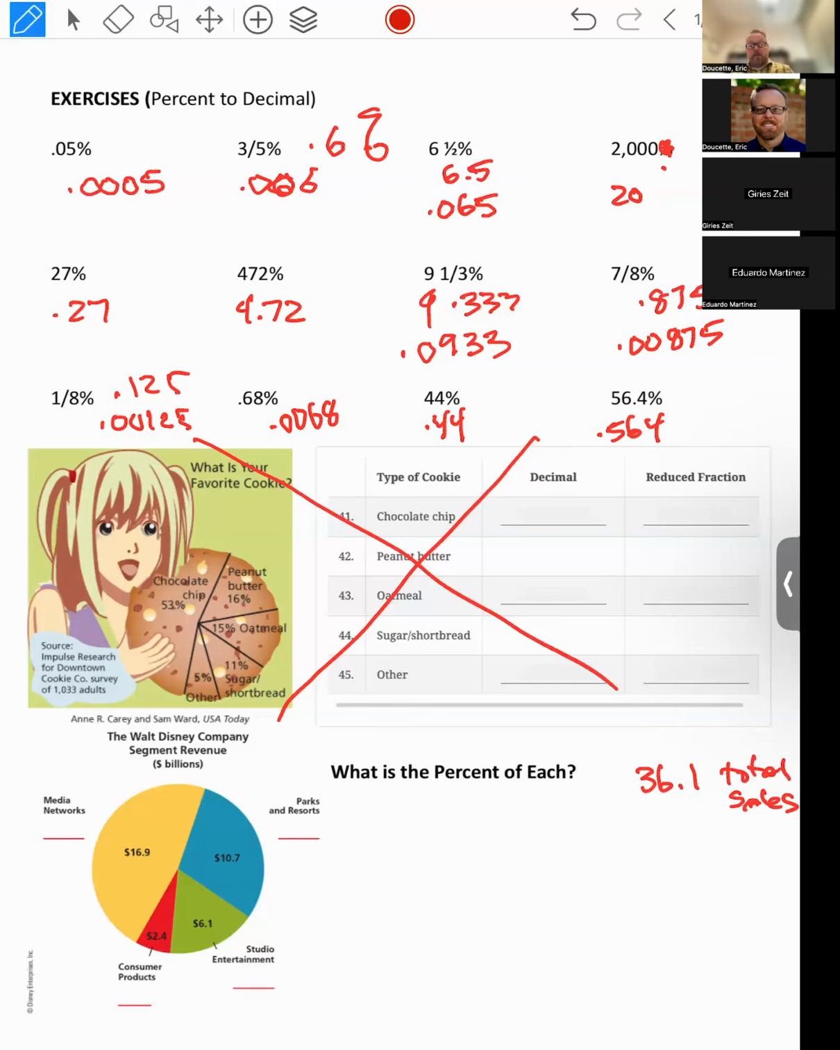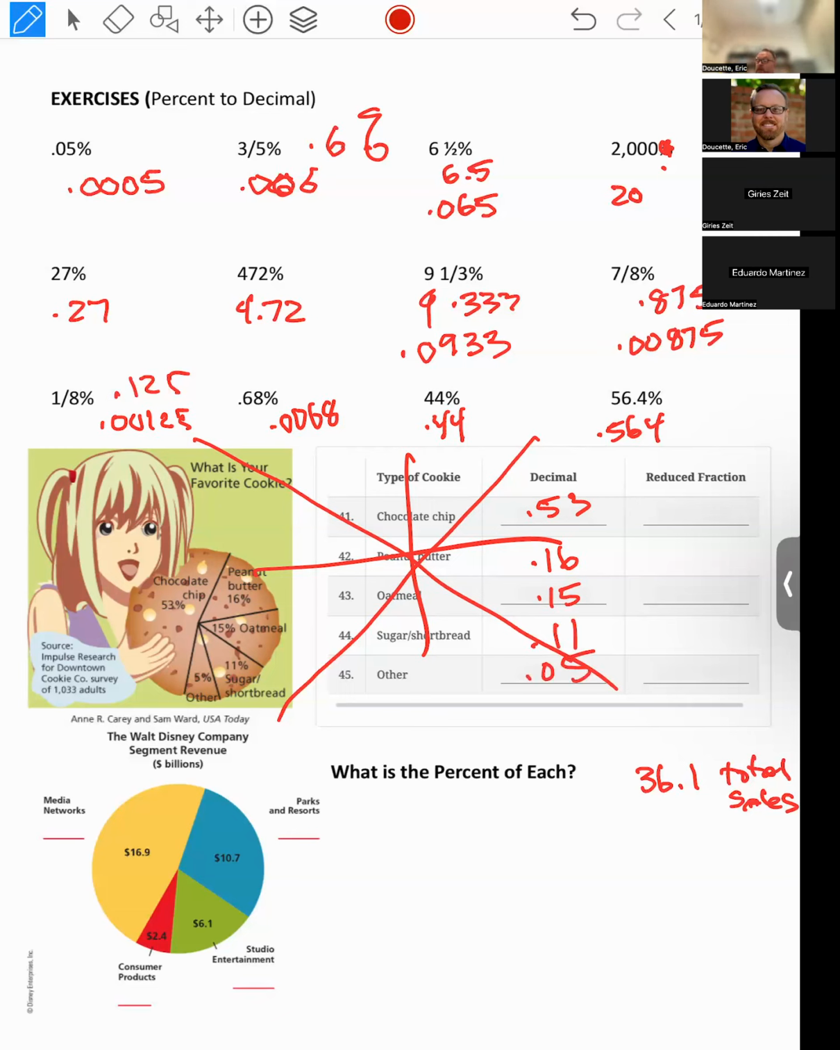They're not too difficult, so we'll kind of put it to practice here down at the bottom. I crossed out this middle one because it really is not relevant. You're just taking the decimal equivalent of each of the cookies. So chocolate chip, if it's 53%, would be the decimal equivalent of 0.53. The peanut butter cookie at 16% would be 0.16. The oatmeal cookie at 15% would be 0.15. Sugar cookie at 11% would be 0.11, and then the other cookies would be 0.05.